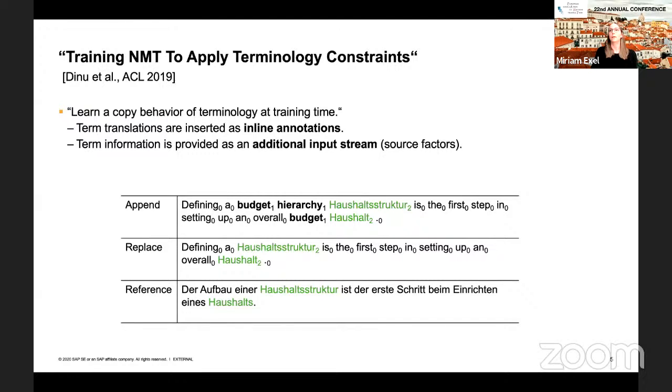Then, in addition to the term injection, or inline annotation, as you might want to call it, there is also additional term information provided as an additional input stream. In the example on the slide here, we indicated this information with indices. 0 here means that it's a regular word, 1 means that it's a source term, and 2 means that it's a target term. This information is encoded as a source factor embedding in the input layer of the NMT model. I'll have a bit more information about that on the next slide.